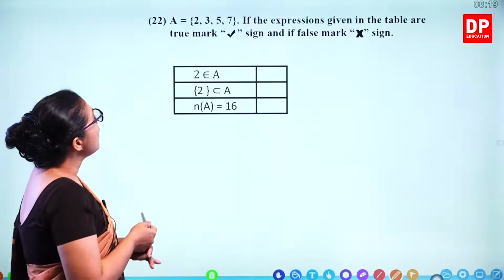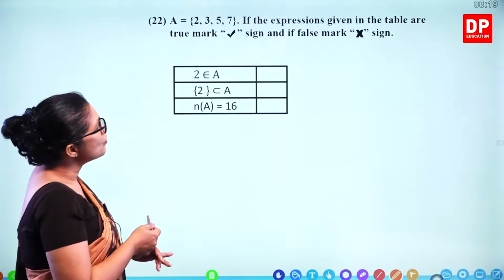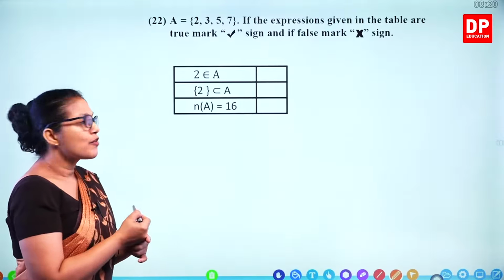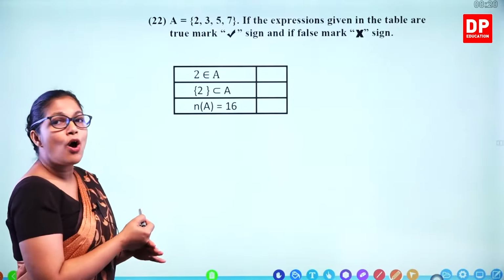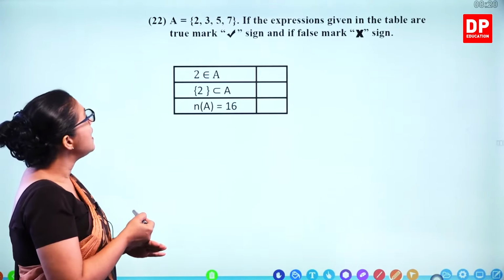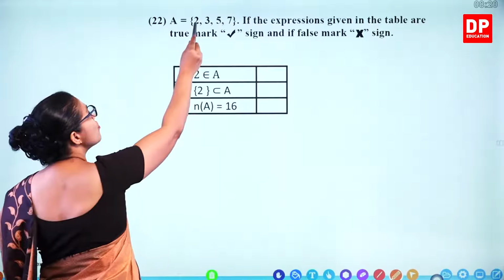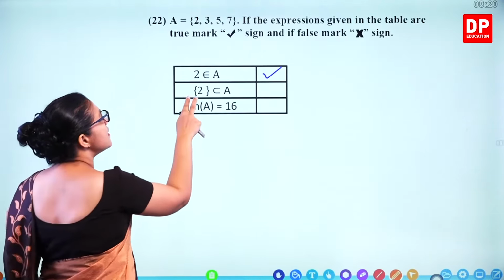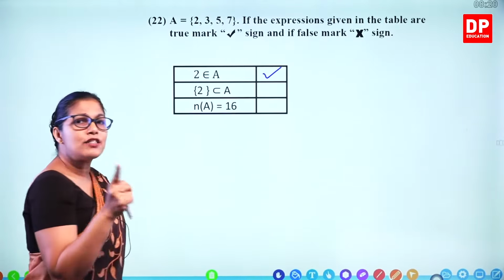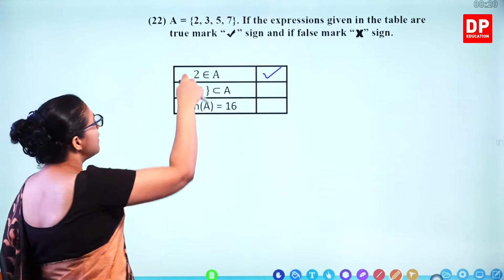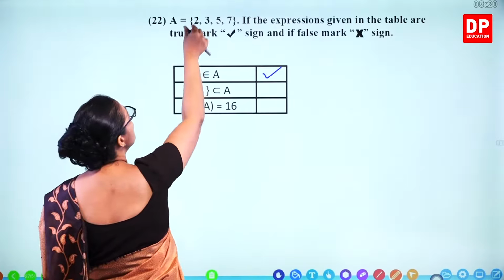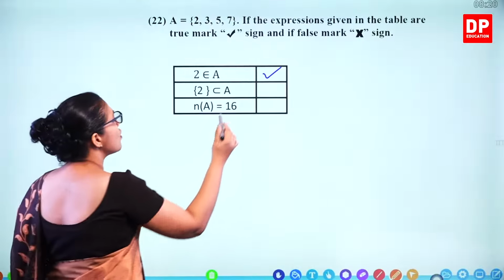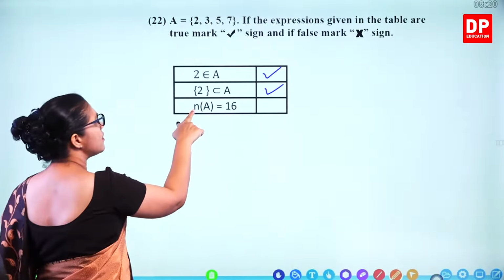22. If A is 2, 3, 5, 7, if the expressions given in the table are true, mark correct sign, and false, put a cross sign. 2 belongs to A. So 2 is an element of A. That's correct. So 2 is there. Then it says the set 2 is a subset of A. Subset means this is an element. So we can take separate elements as subsets.